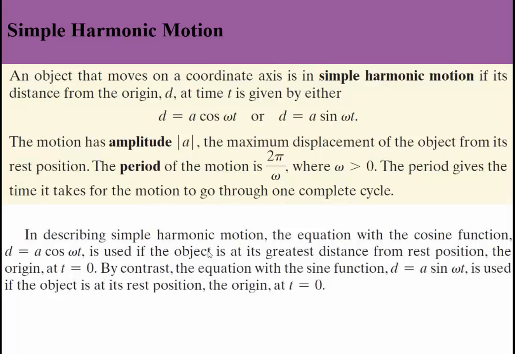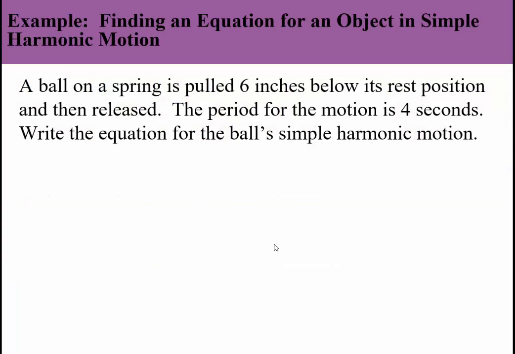All right, in describing simple harmonic motion, the equation with the cosine function, d equals a cosine wt, is used if the object is at its greatest distance from rest position, the origin, at time t equals 0. By contrast, the equation with the sine function, d equals a sine wt, is used if the object is at its rest position, the origin, at t equals 0. So remember, the basic sine function went through the origin, and the basic cosine function started at 0, 1, or off the origin. So that's something to keep in consideration as we look at some of these.